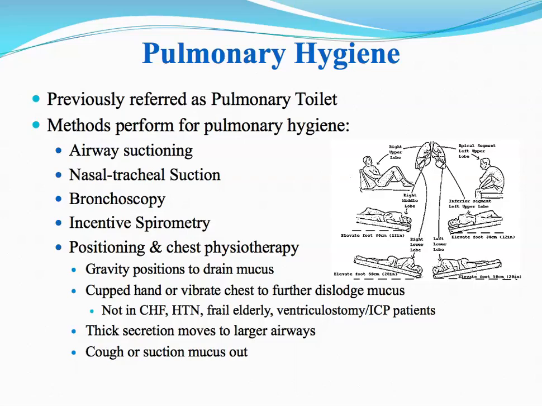Positioning is another really big one. So this is where we're allowing gravity to do its job and help to drain some of the mucus. Cupped hand or vibrated chest is going to also help to dislodge the mucus. So with a cupped hand, you're basically taking cupped hands and then tapping along the back. And then with a vibrated chest, there are certain devices that can be used for this. They actually have vibrating vests now that can be used, and this helps to break up some of that mucus so that one can expectorate it.